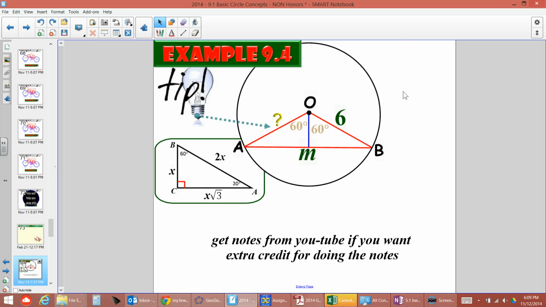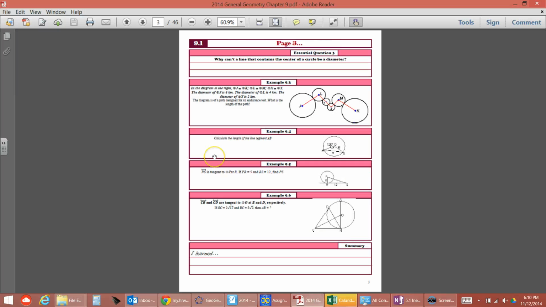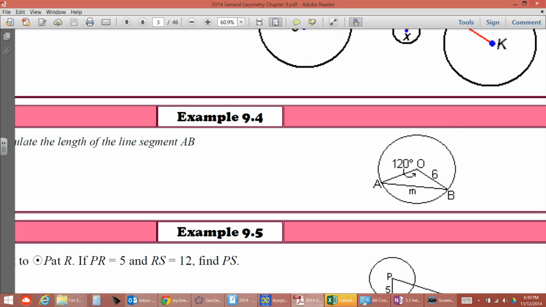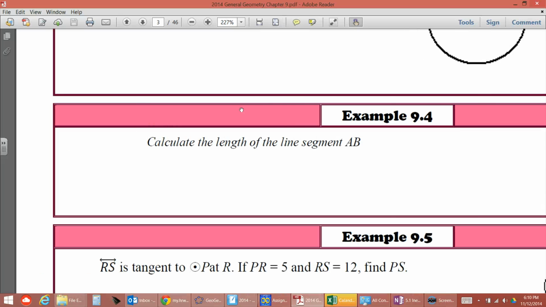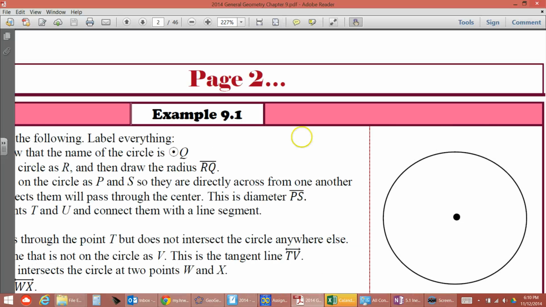All right, so right here, you have to use what's called special right triangles. I'm going to make sure I do this right by going to your notes. Oh, too far. All right, right here, 9.14. I'm going to zoom in a little bit. It tells us to find the length of AB.